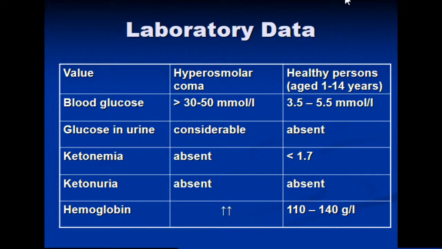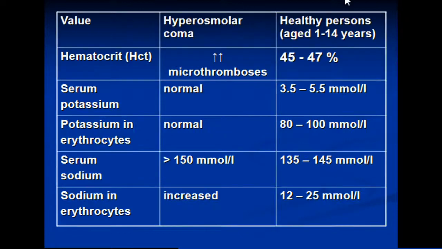Blood glucose more than 30, 40. Glucose in urine considerably increased. Ketonemia absent, ketonuria also absent. Hemoglobin and hematocrit increase, and sometimes microthrombosis development.